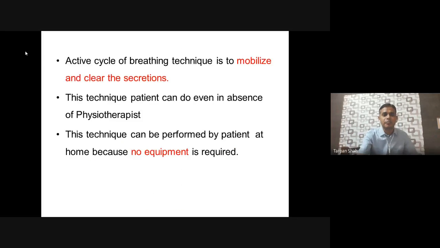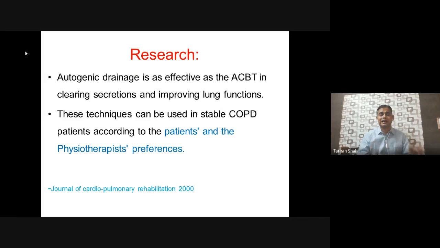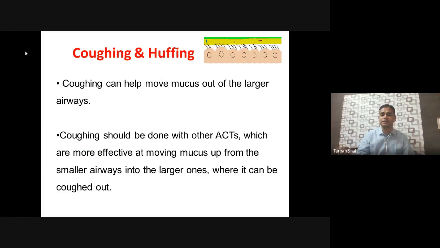Okay. And what does the evidence say about the ACBT and AD? Active cycle of breathing technique is to mobilize and clear the secretions. It can be performed even in the absence of a therapist, and no equipment is required. The Journal of Cardiopulmonary Physiotherapy Rehab has documented that ACBT and AD are both effective for clearing the secretions and improving lung function. And this can be used in stable COPD patients according to the patient's and therapist's preferences.